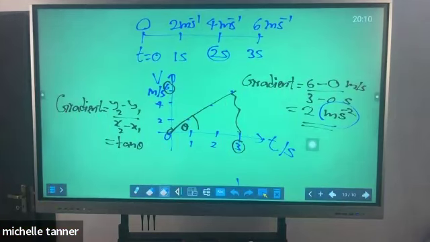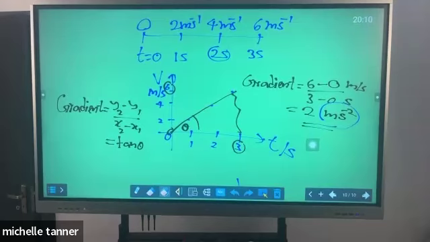Now complete this. First, draw the velocity marks during the time intervals, plot the graph, and calculate the gradient.